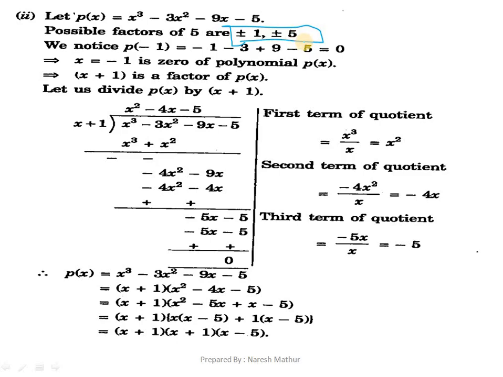So after trying these values, we can see that p of minus 1 is coming 0. When we are putting x equals to minus 1, we are getting 0. It means x equals to minus 1, then the factor would be x plus 1. So we'll get x plus 1 is a factor. Now just divide this cubic polynomial by x plus 1.